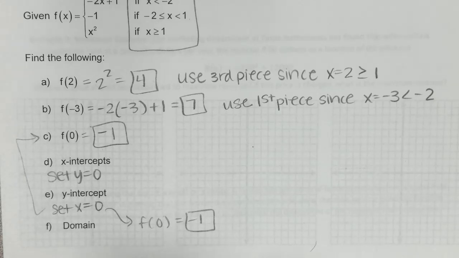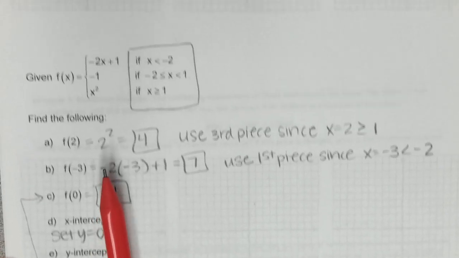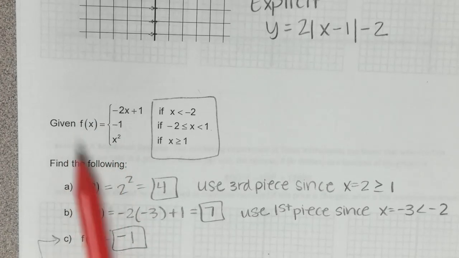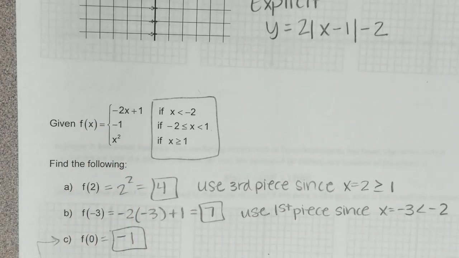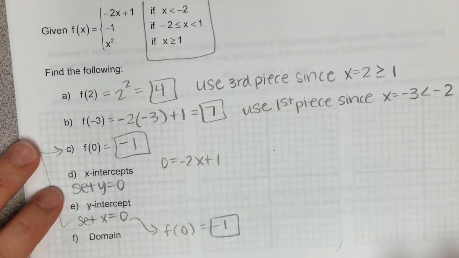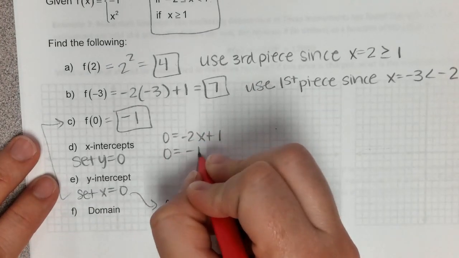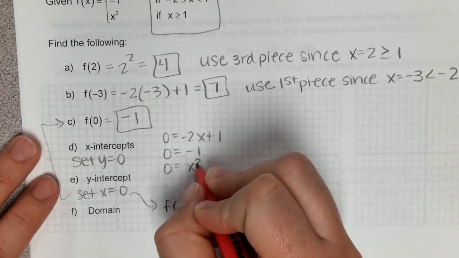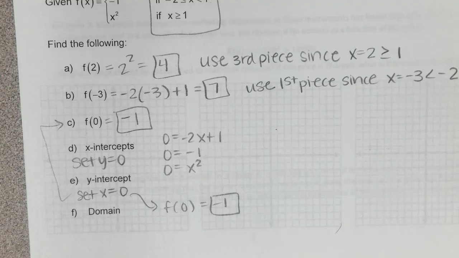Cool. All right, the x-intercepts are a little bit more complicated because we have to set the y equal to 0 or set the f equal to 0. But I have 3 different equations. Which one do I set equal to 0? All of them. Correct. We're going to set each piece equal to 0 and see if it has any solutions. So let's try that. We're going to set 0 equal to -2x plus 1. We're going to set 0 equal to -1. We're going to set 0 equal to x squared. Set every piece equal to 0.